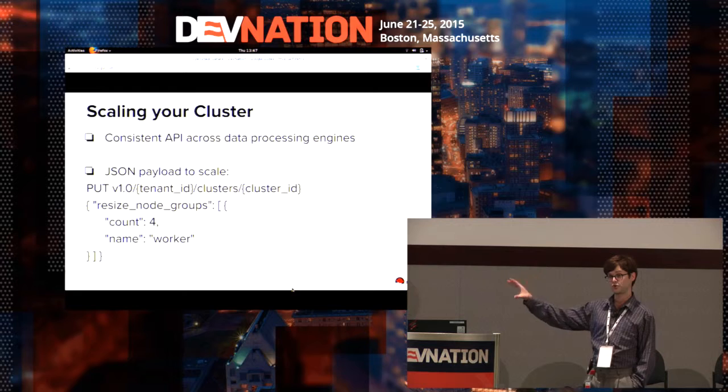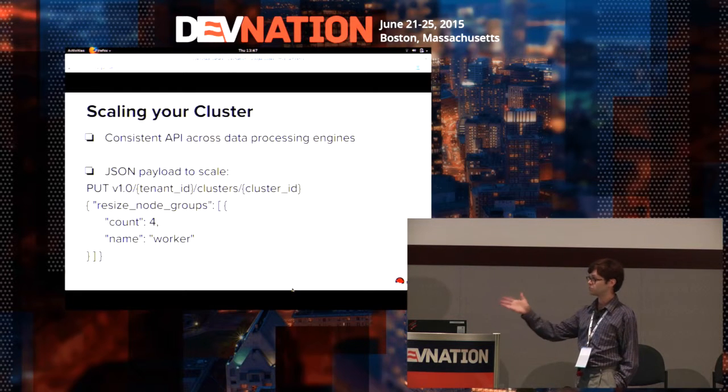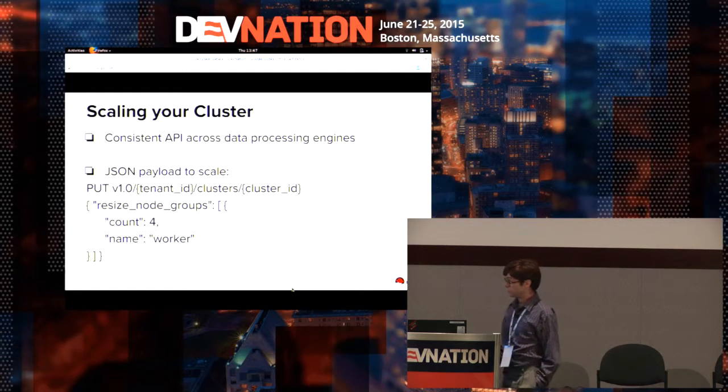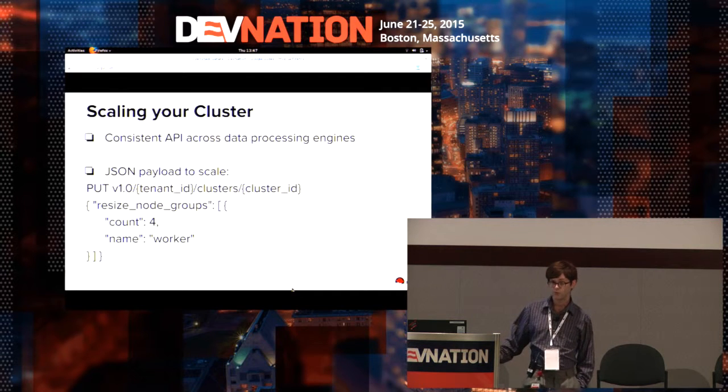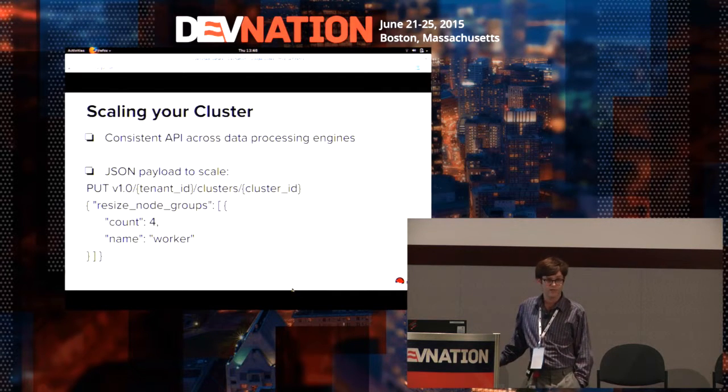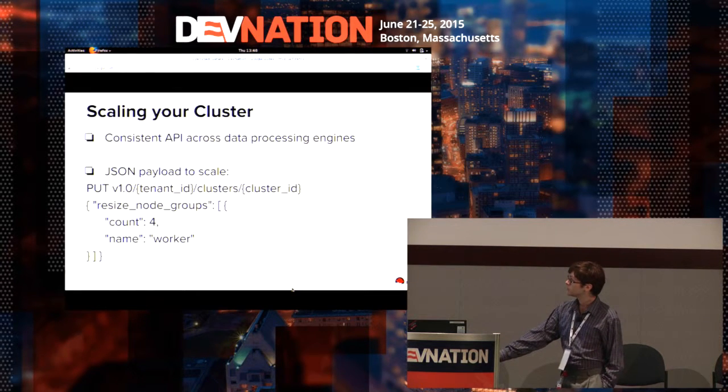And this time I have just shown the API itself because that's pretty much what you do. That could be 10, that could be 100. And if you resize that worker node group, you will have a new cluster at the end of the day. You can also add different node groups to your cluster with this. If you want to add a secondary name node to a cluster that doesn't have one already, it's perfectly reasonable to do through this. And this will work across any of the data processing engines that we support.